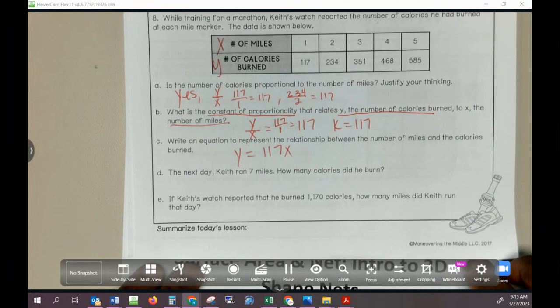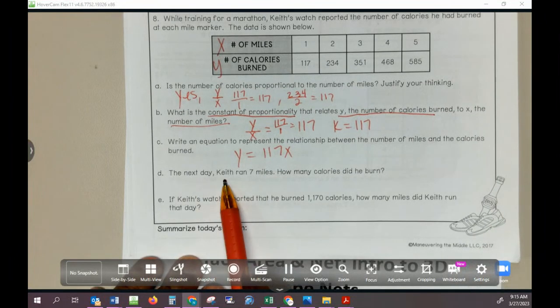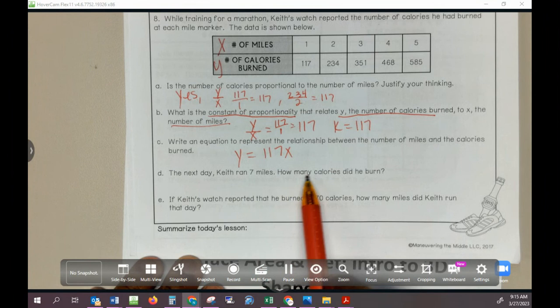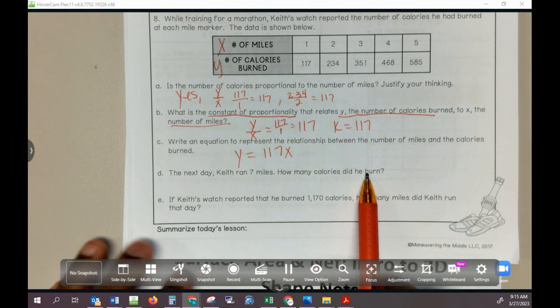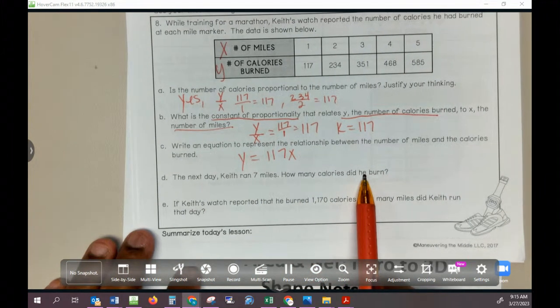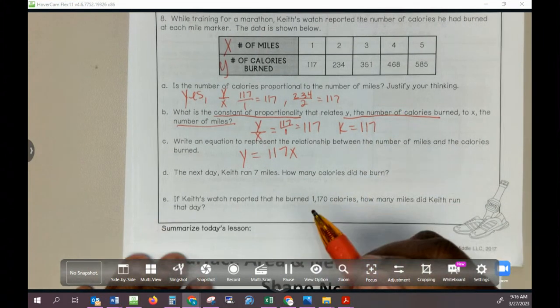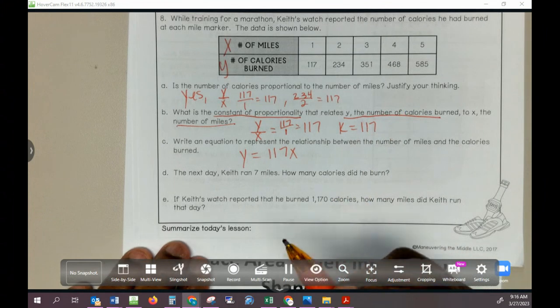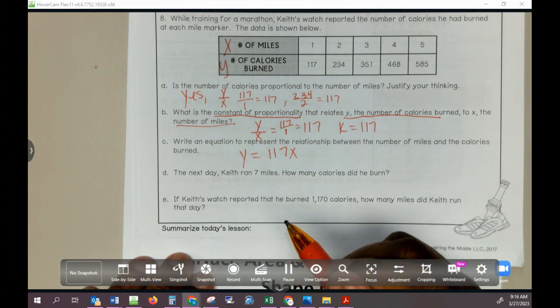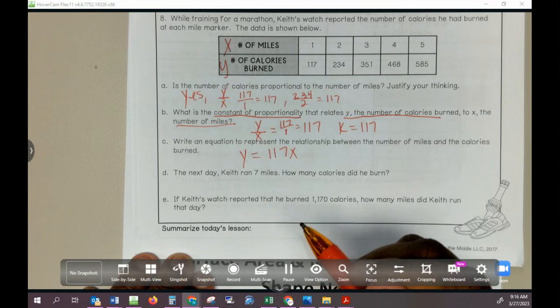All right, D. The next day, Keith ran 7 miles. How many calories did he burn? So, Riley, how did you get 819? So up there, it said number of miles and number of calories burned. So I looked at the 5 miles and the 2 miles and then just added the calories burned.